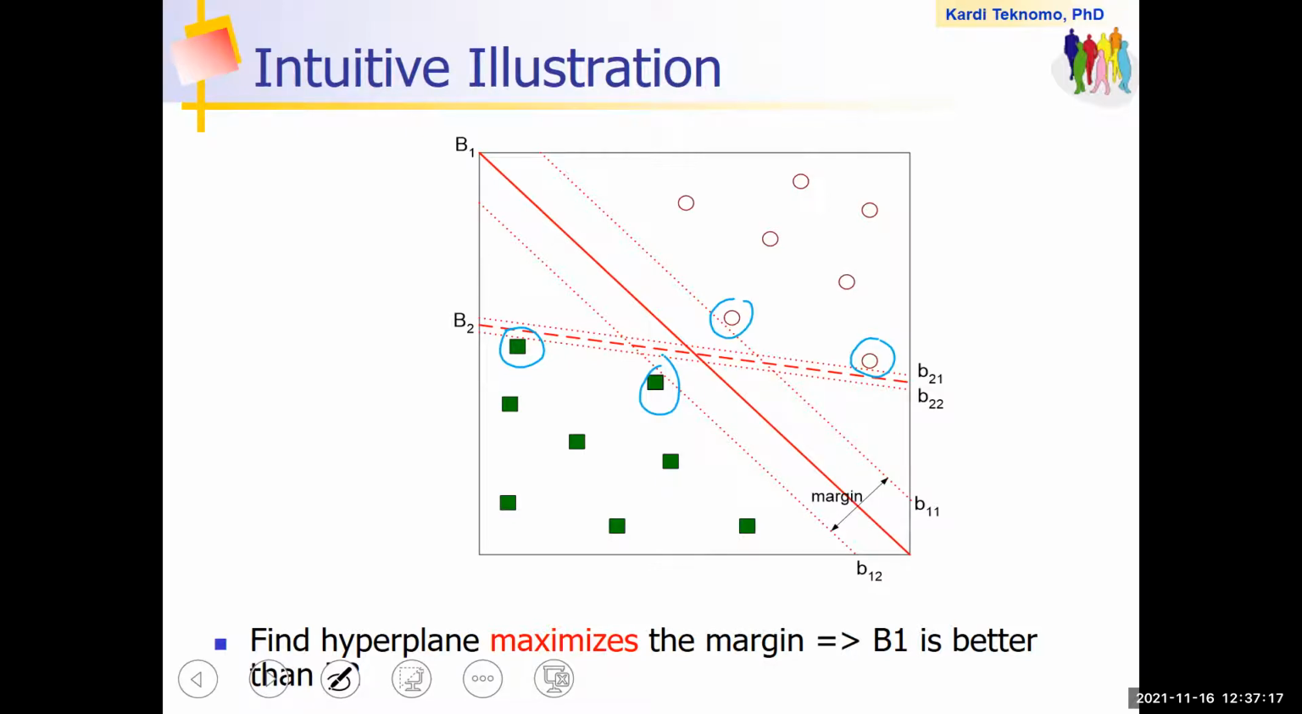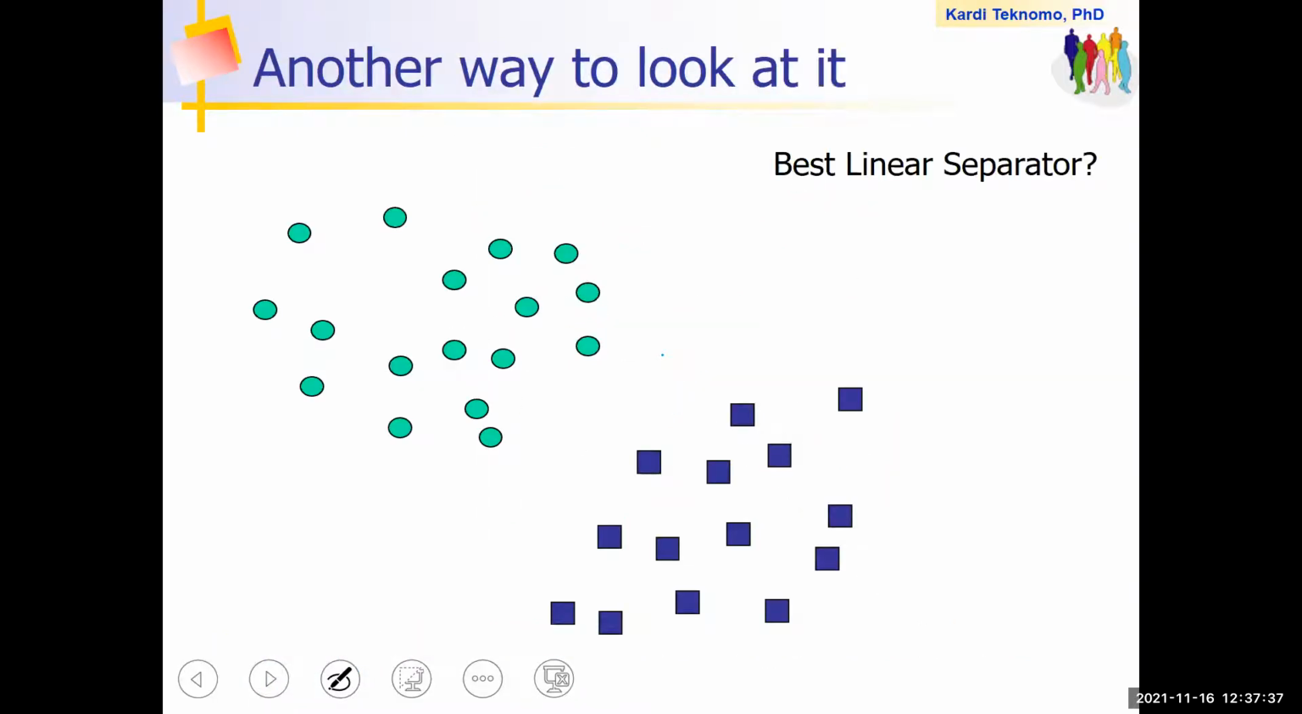Why? Again, because you don't want them to be too close, so that rationally, if they are too close, easily you can misclassify them, right? So that's the idea of SVM. Okay, the idea of SVM. Another way of looking at it is to find what is called a convex hull.